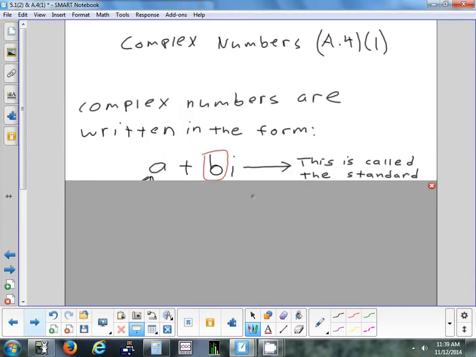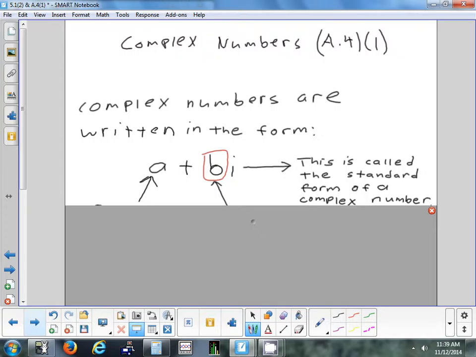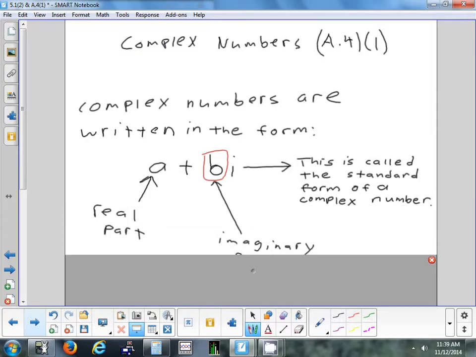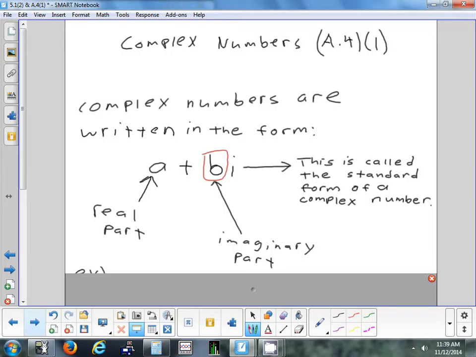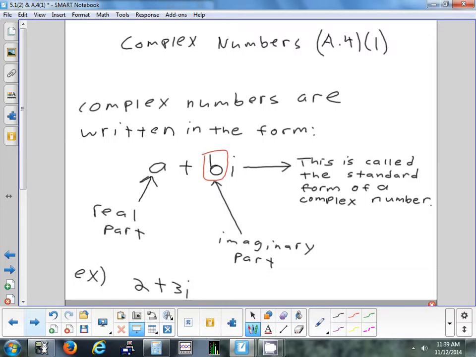So now let's talk about complex numbers. Okay, a complex number is written in the form a plus bi. And that's called the standard form of a complex number. The real part always comes first. And then the imaginary part is just the b. The i next to it tells you that b is imaginary. So there's an example of a complex number: 2 plus 3i.